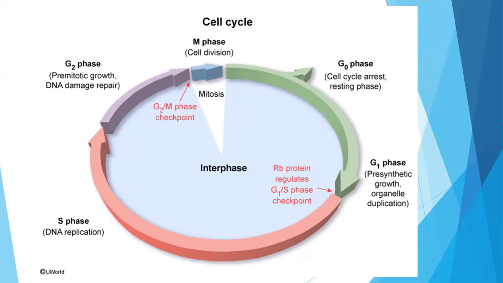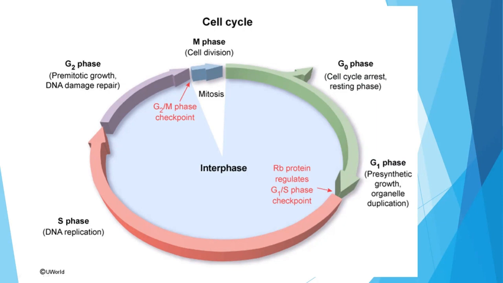Now, there is a checkpoint between the G1 phase and the S phase, which is controlled by the RB protein, also called the G1S phase checkpoint. Whenever there is a mutation in this RB protein, there is no checkpoint. It means that the cells can indefinitely go towards the S phase. There is no regulation, so there is uncontrolled growth of the cells.